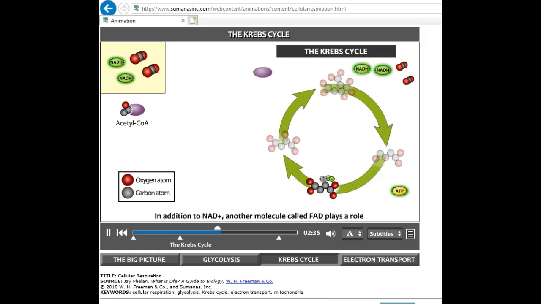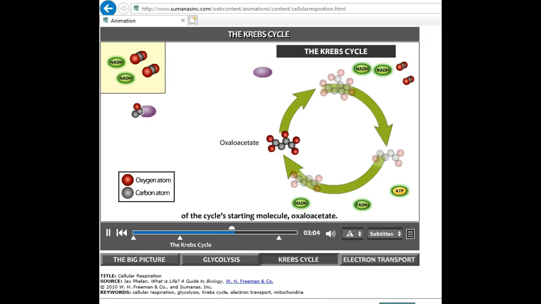In addition to NAD+, another molecule called FAD plays a role as a high-energy electron carrier. The 4-carbon molecule donates protons and high-energy electrons to these carriers. The molecule then becomes slightly rearranged by the addition of water, after which more electrons and a proton join with NAD+ to form NADH. The final outcome of the Krebs cycle is the reformation of the cycle's starting molecule, oxaloacetate.